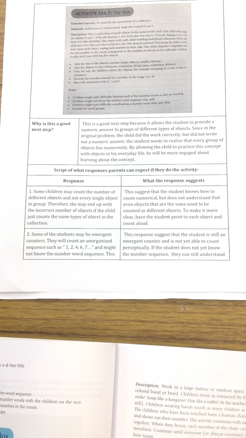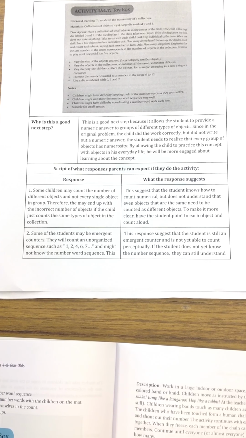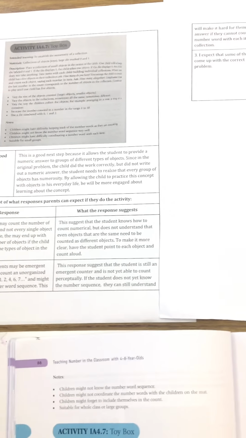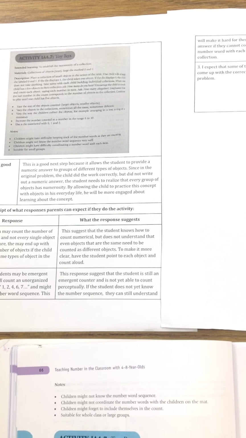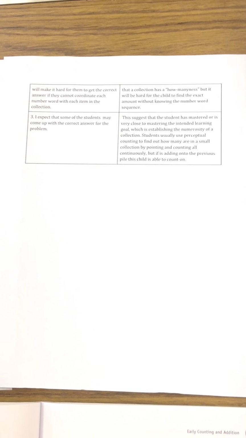A second response we might expect is that some of the students may be emergent counters. They will count in an unorganized sequence such as 1, 2, 4, 6, 7, and so on, and might not know the number word sequence. This will make it hard for them to get the correct answer since they cannot coordinate each number with the item. We think this student is still an emergent counter and is not yet able to count perceptually. If the student does not yet know the number sequence, they can still understand that a collection has how-manyness, but it will be hard for the child to find the exact amount without knowing the number word sequence.